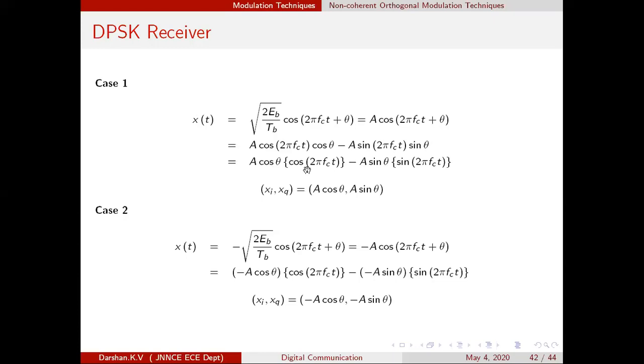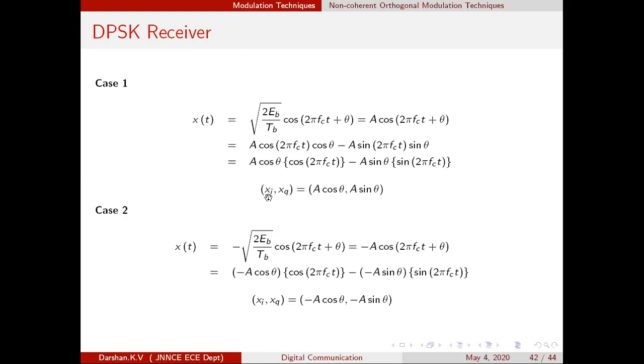It is associated with cos. Why is this called quadrature phase? It is associated with sine. Therefore, this A sin theta is called the quadrature component. Now what I will do is represent this x of t in the form of a point as follows. Remember, here I am not using any basis function. I am representing the signal in terms of the in-phase and quadrature phase components as follows.